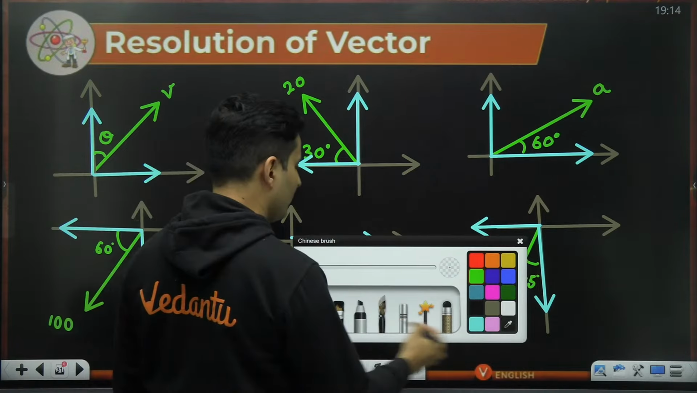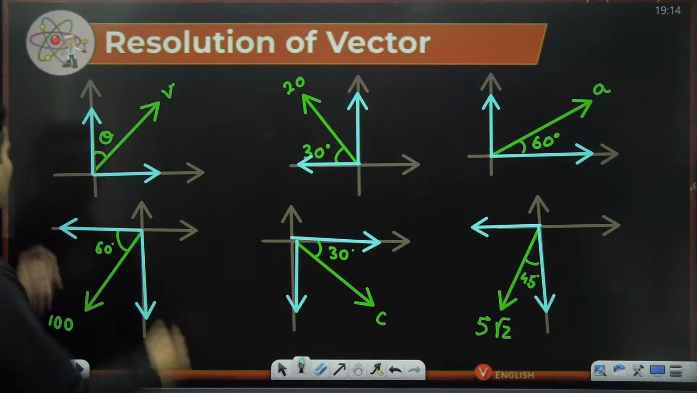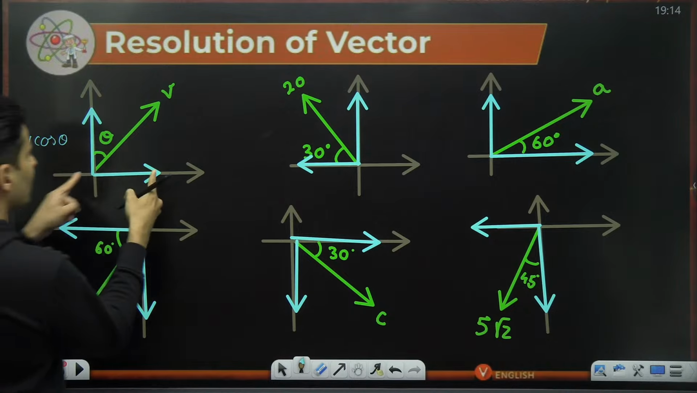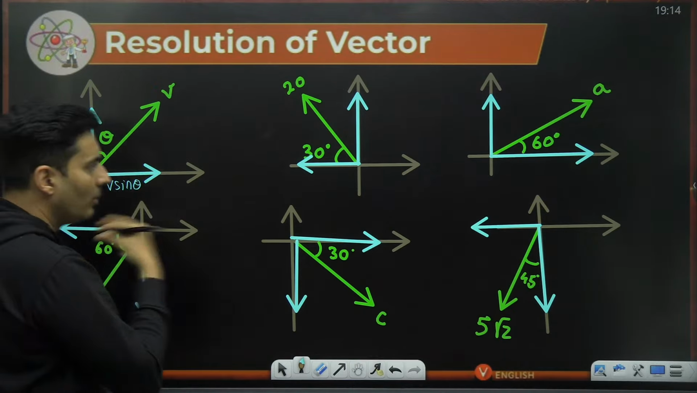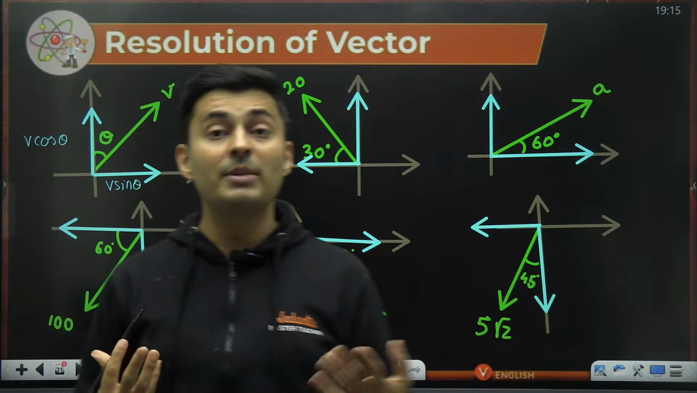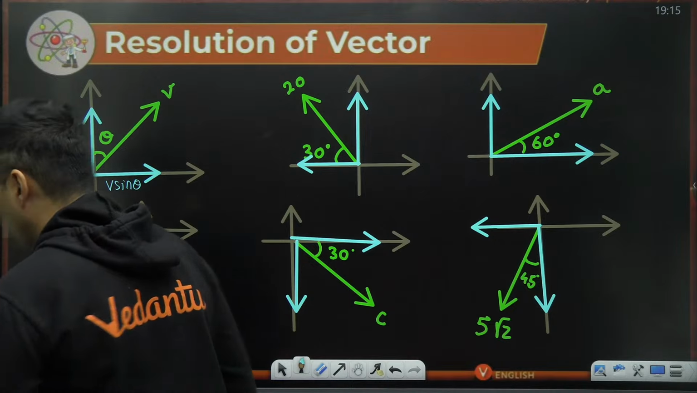What are those values? We can find it out easily. The closer one is cos, so that means this will be V cos theta. This is far away from theta, so V sin theta. The moment you go far, you commit a sin. Lot of people remember X means cos, Y means sin. That is absolutely nonsense.